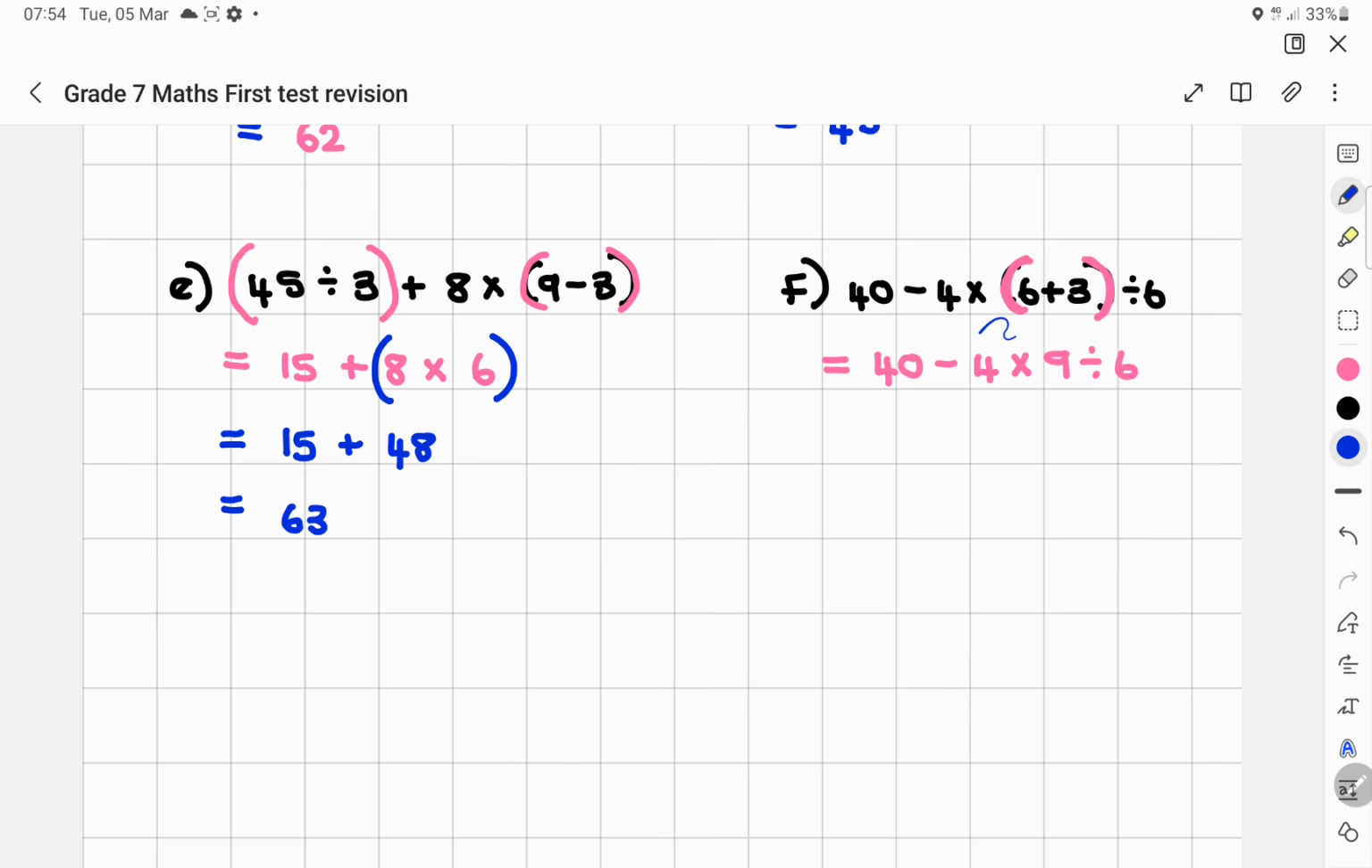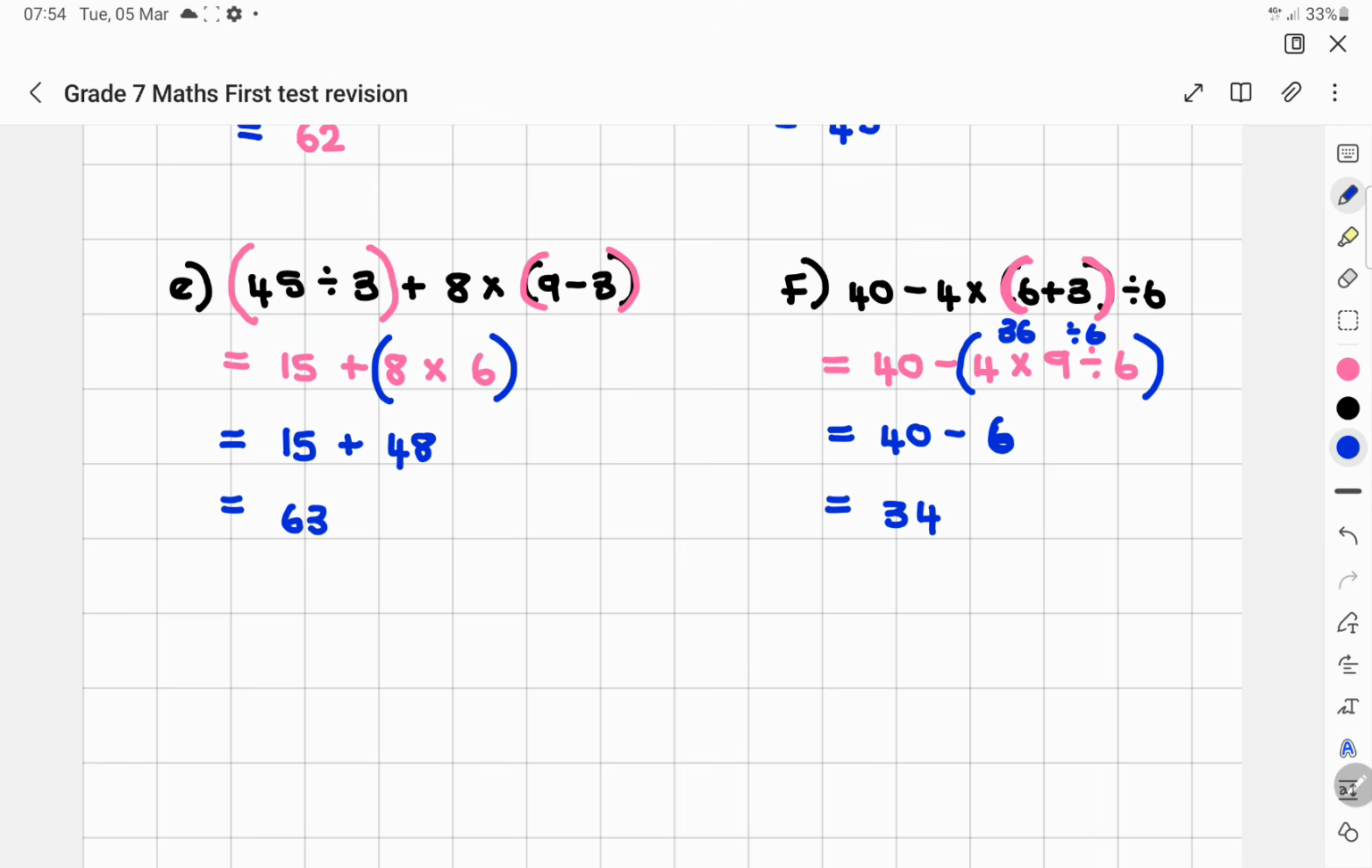So now we are left with multiplication, division, and minus. So what are we going to do first? Multiplication and division, they sort of lie on the same ranking. So if they are all there, we're going to work them from left to right. So 4 times 9 is 36. And if you divide that by 6, it gives you 6. And 40 minus 6 gives you 34.